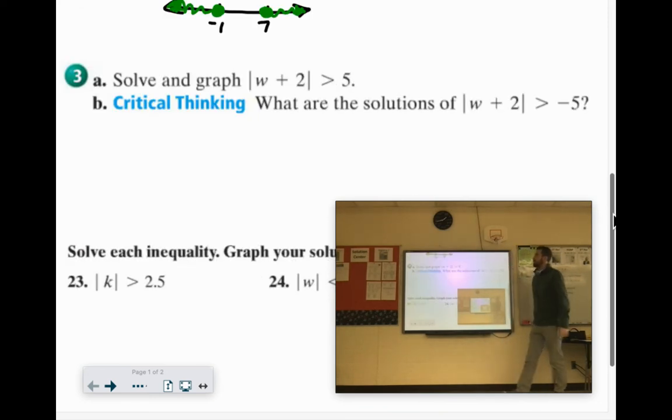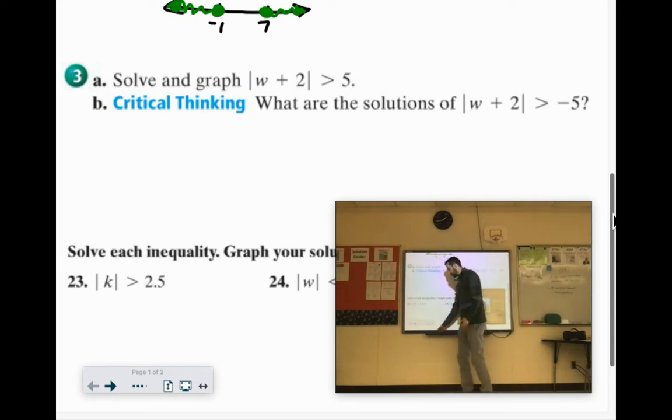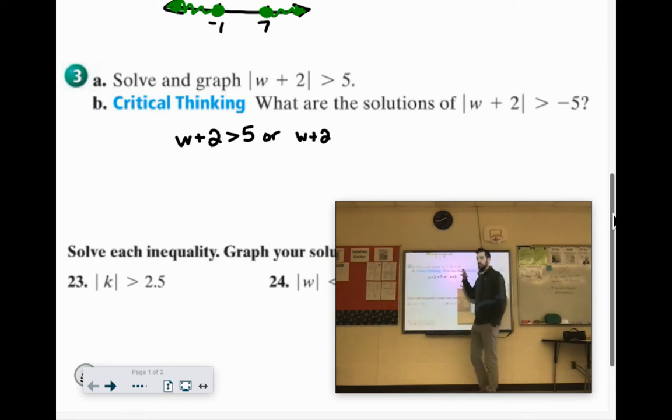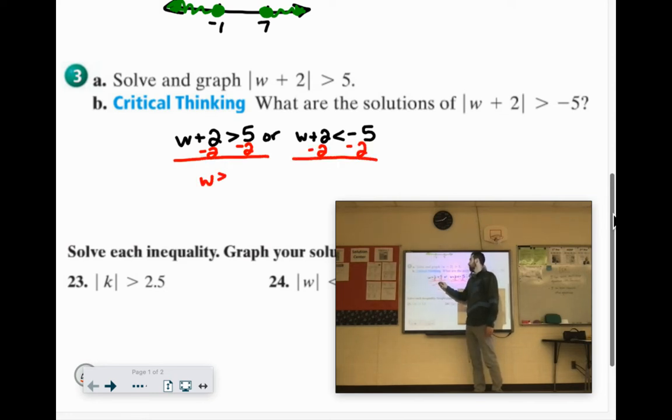So if we tried the absolute value of w plus 2 is greater than 5. Again, it's greater than, further out, it's an or type of problem. So first time we'll just drop the symbol. W plus 2 is greater than 5. Or w plus 2, flip the sign, make it the negative version of the answer, negative 5. It's kind of like we took that right half of the inequality and multiplied by negative 1. So we'll subtract 2 from all of this. W is greater than 3, or W is less than negative 7.